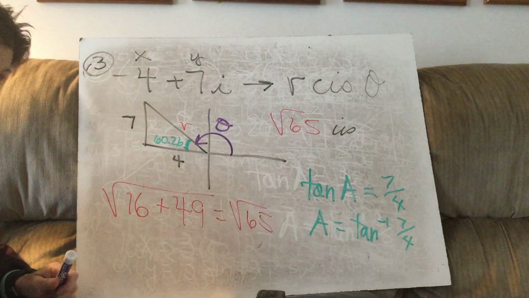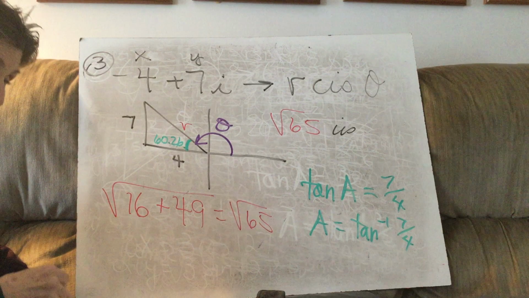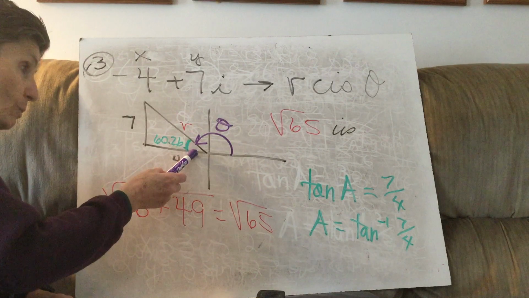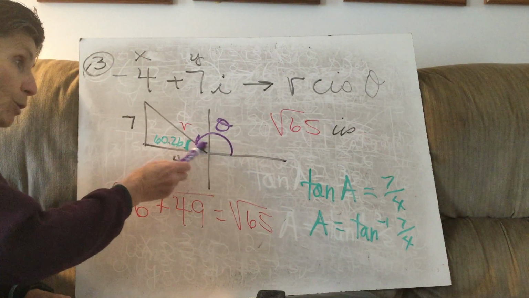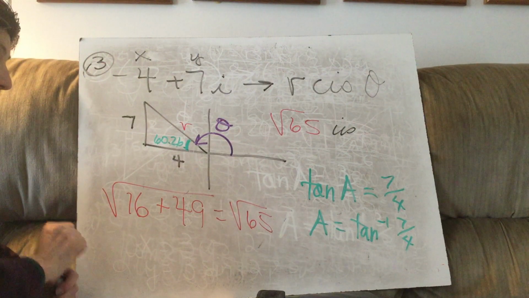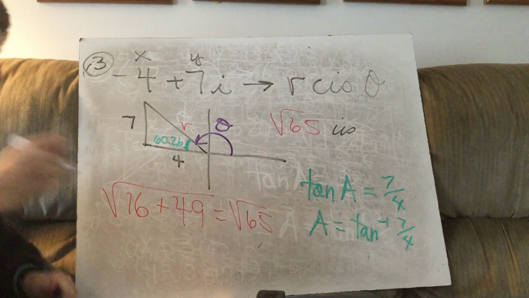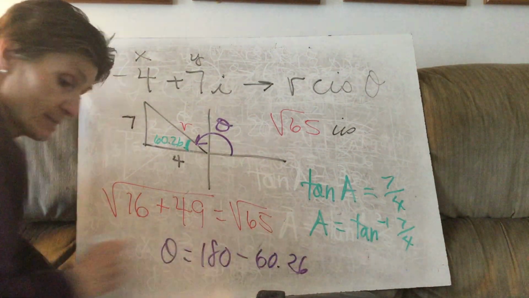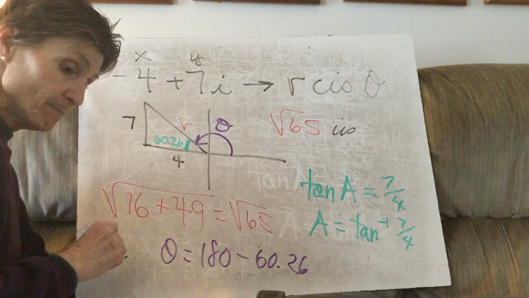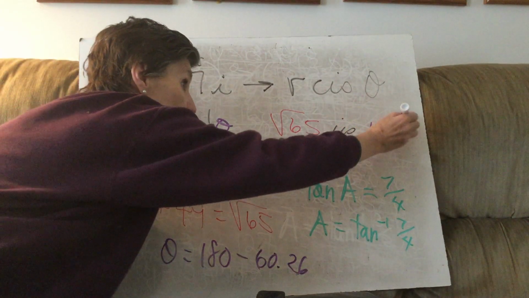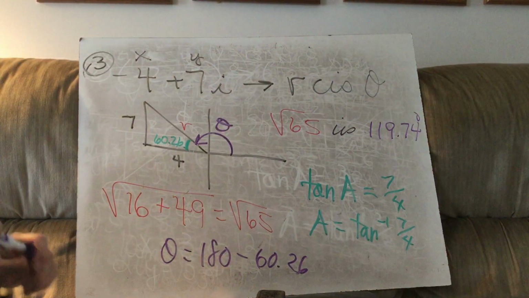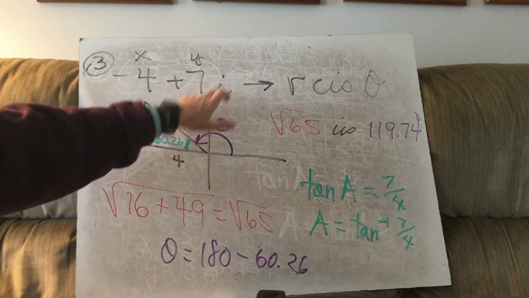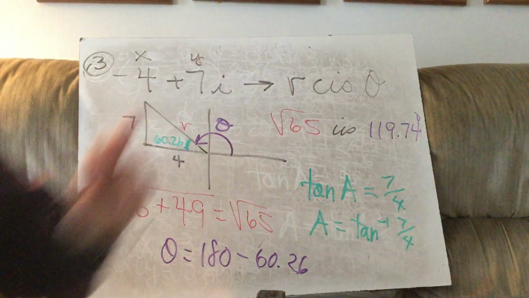Now, how am I going to find the purple one? Well, think about it. Use your logic. Are you all the way to 180? No. You stopped too early. You stopped before you got to 180. How much before 180 did you stop? 60 degrees. So we're going to do 180 minus 60.26. So that's going to give us 119.74. And that is your number in polar form. And again, the problem had an i, so the answer will have an i.